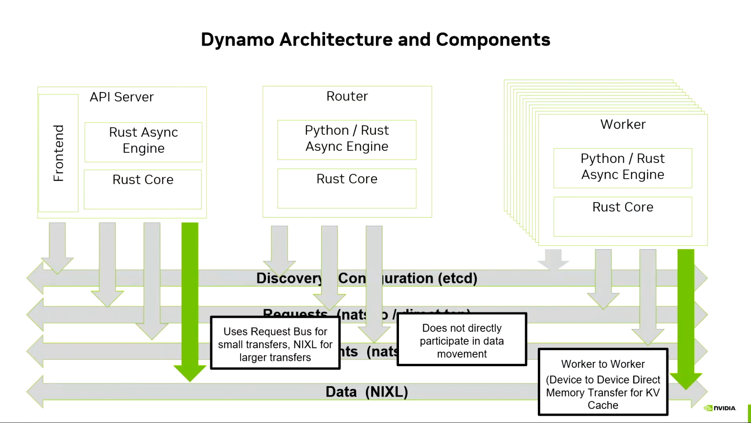Okay? The router, in this case, is not really directly participating in data, right? It's not going to go from the API server through the router to the worker necessarily. The worker can talk directly to the API server, right? And that's what we mean by the point-to-point optimized communication.